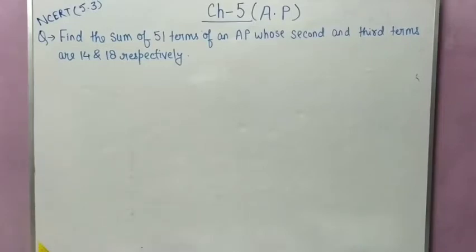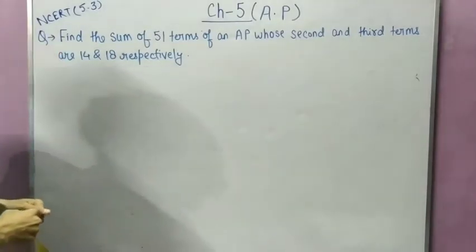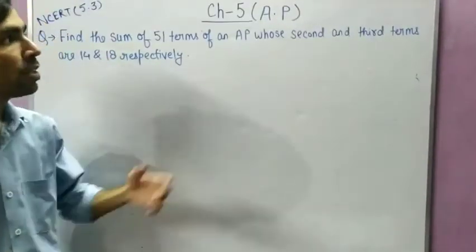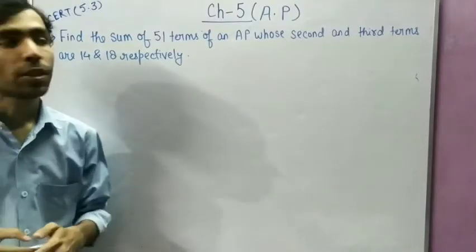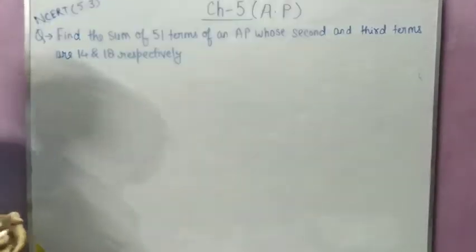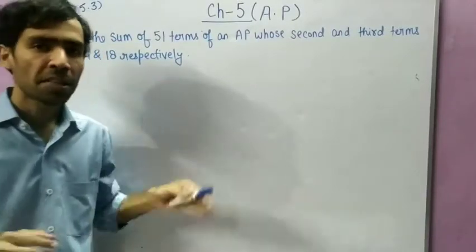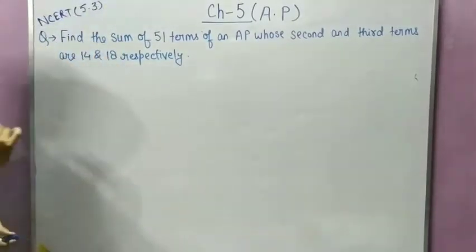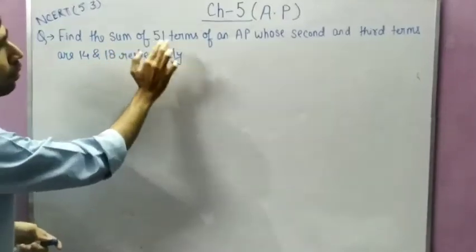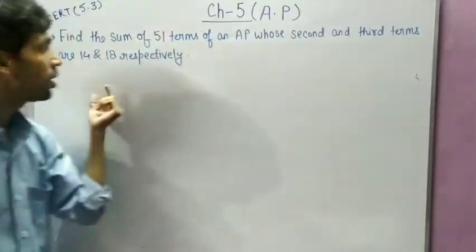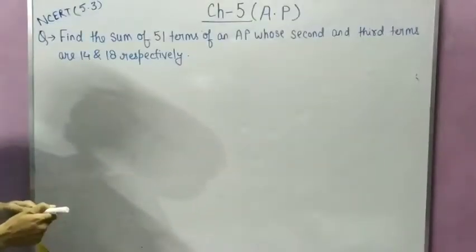So the next question of today is, student, find the sum of 51 terms of an AP whose second and third terms are 14 and 18 respectively. This is a different type of question. It is also very simple. See, what we have to do, we have to find the sum of 51 terms of an AP whose second and third terms are 14 and 18 respectively.